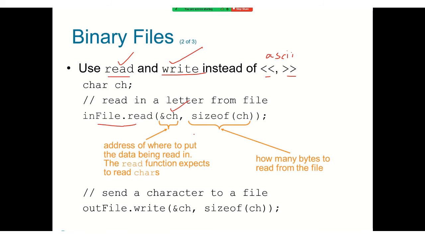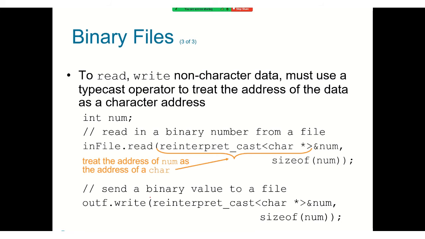Now, an additional thing you have to do is use the sizeof function. How many bytes do you read from the file? To send a character to the file, you can do it simply this way, outFile.write. Now the question is, can you use your ASCII characters with read and write? Of course, you can do that. To read and write non-character data, you must use the typecast operator.